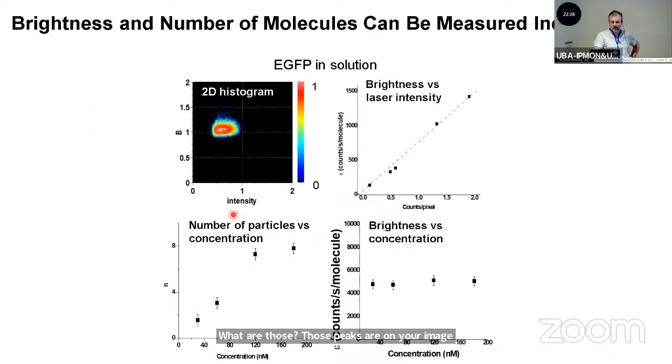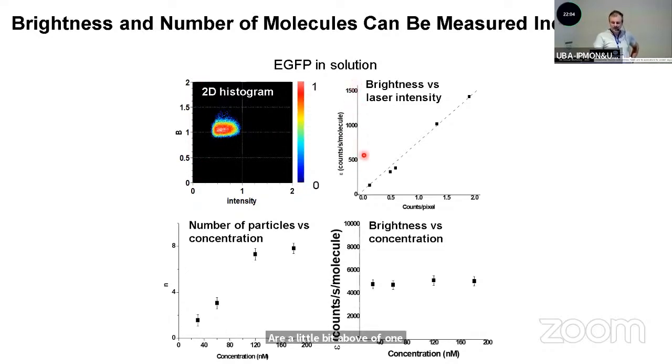The other important thing here is that the brightness and the number of molecules can be measured independently. And this is, again, a calibration that is done. You can see that here, in the histogram of intensity over brightness, you have a cloud a little bit above 1.